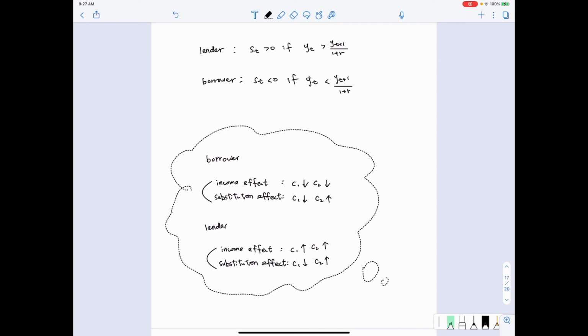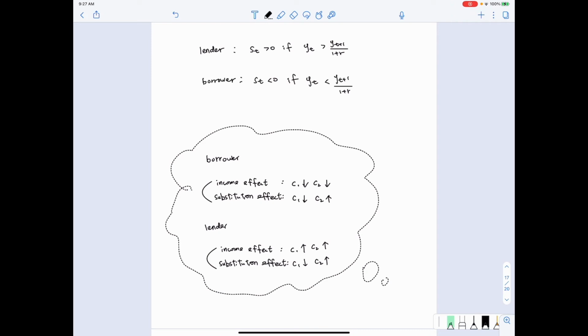When the real interest rate increases, the income effect on the borrower causes the consumption in both periods to fall, and the substitution effect causes the current consumption to fall, but the future consumption to increase. The substitution effect is the same for the borrower and lender. For the lender, the income effect causes the consumption in both periods to increase.